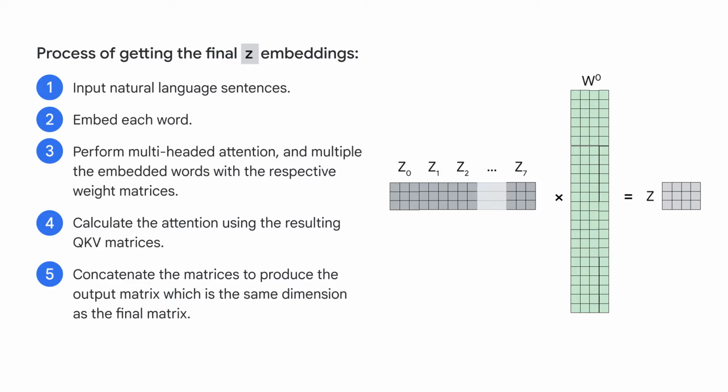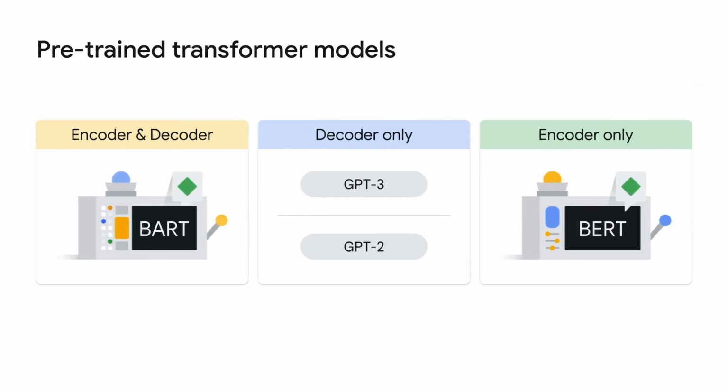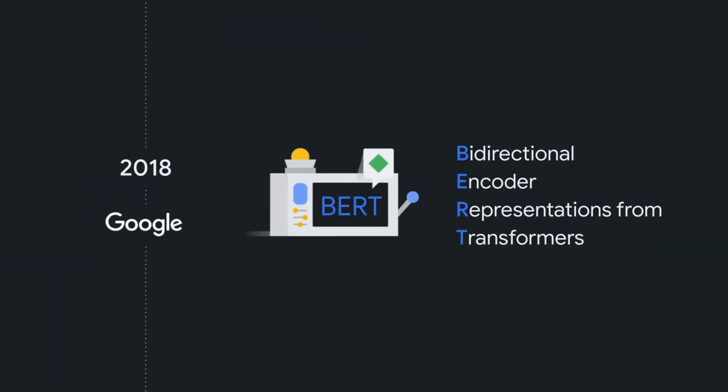There's multiple variations of transformers out there now. Some use both the encoder and the decoder component from the original architecture. Some use only the encoder, and some use only the decoder. A popular encoder-only architecture is BERT. BERT is one of the trained transformer models.